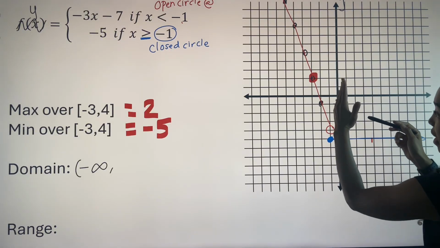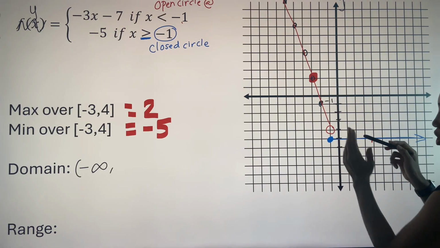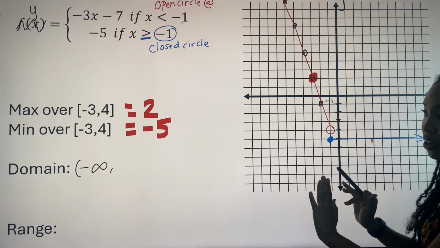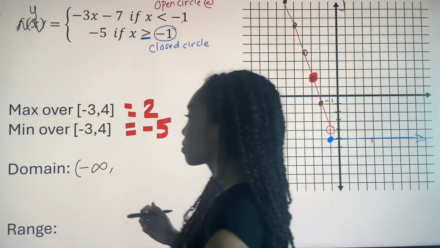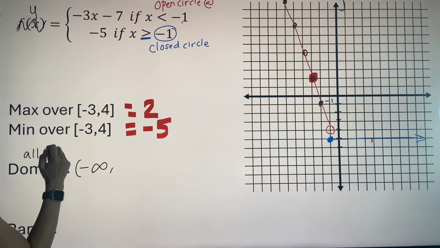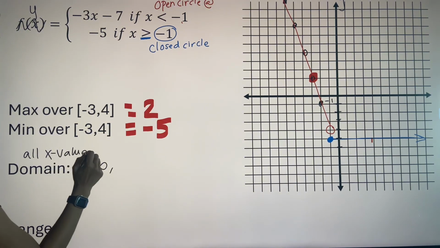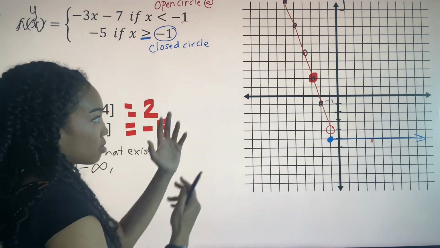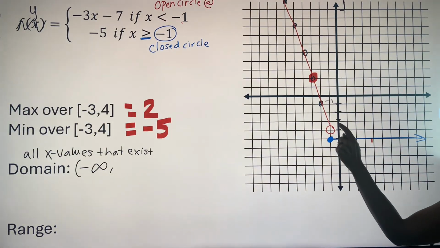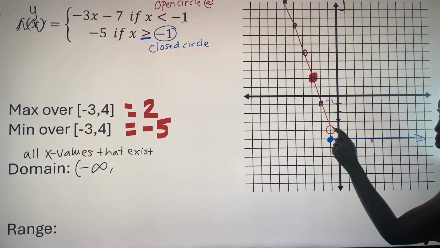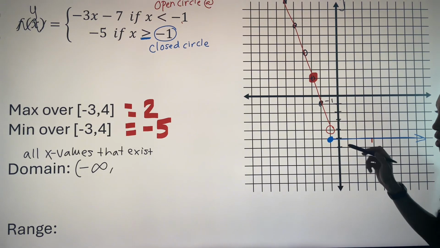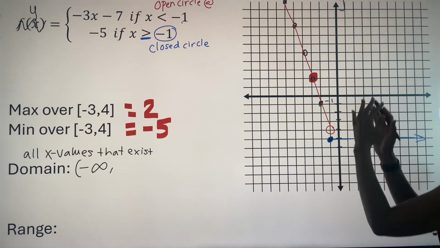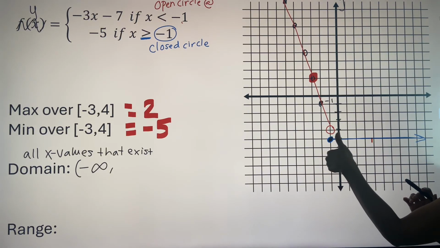Something is happening right here at negative 1. At negative 1, you have an open circle and a closed circle. Now, just pause right here. The definition of domain is all x values, all the x values that exist in this function. So negative 1 does not exist on this line because there's a hole. However, negative 1 does exist on this line. So that means negative 1 does exist for this function. It's on our graph, right here. So negative 1 is not an issue.